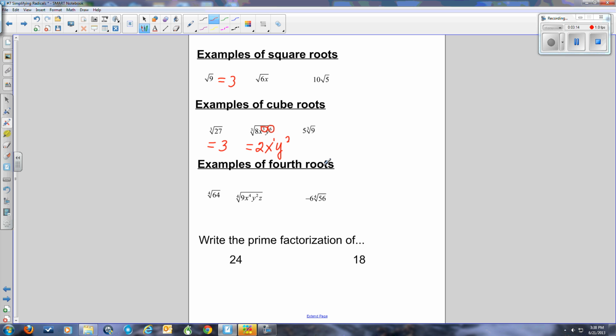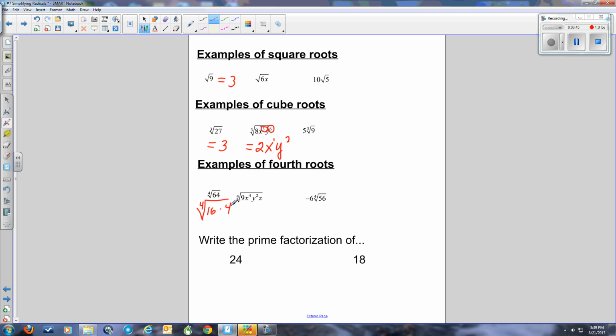Some examples of fourth roots. This is the fourth root of 64. So we're looking to simplify this. Now, since there is no number that you can raise to the fourth power to get 64, you can break this down into numbers that would have a fourth root. For instance, 64 you could break down into 16 times 4.